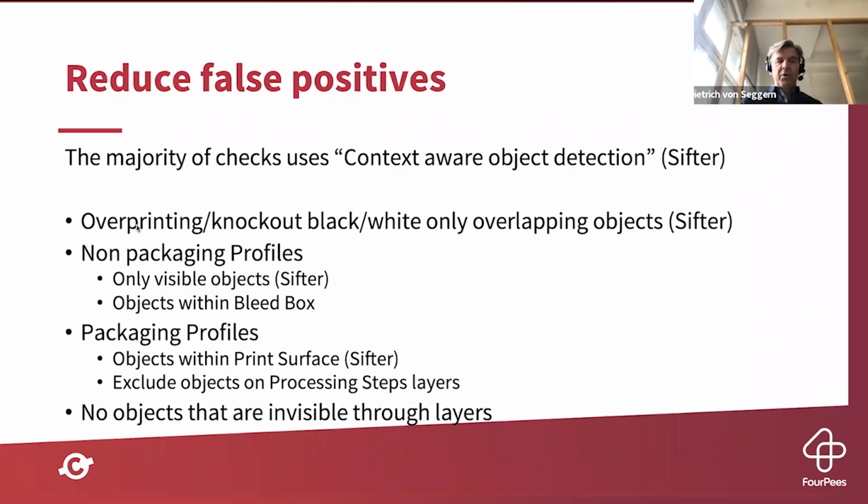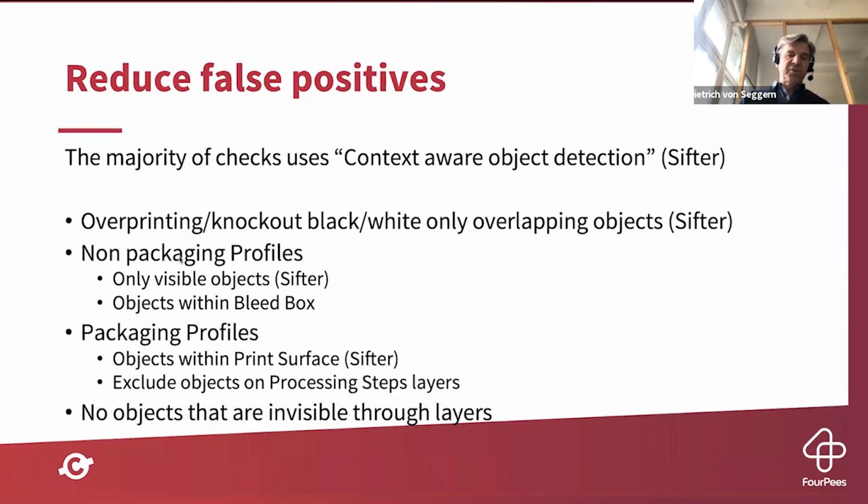First, there are the overprinting or knockout checks for white or black objects, and they are only relevant if the object I'm currently checking is overlapping another object. If that black object is not properly set to overprint, but it's just in front of the white background of the page, then it doesn't really matter. So you will have to check whether that black object is in front of another object and whether that other object is not also black. To do so, you need to check that object in context with another object, which means in our technology, in our engine, you'll have to use Sifter.